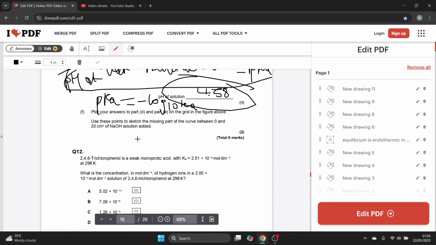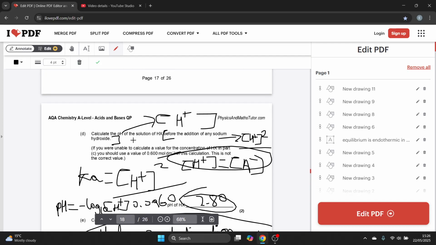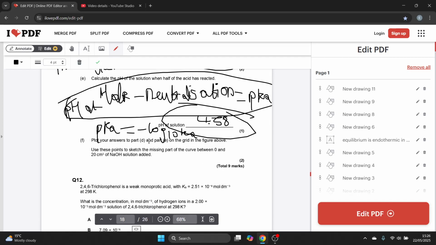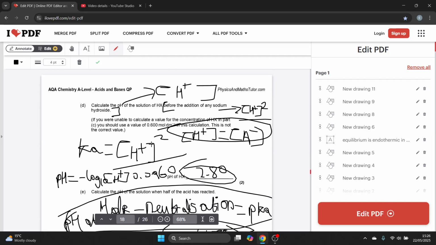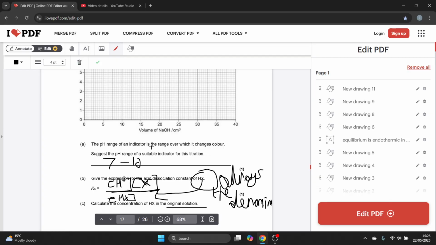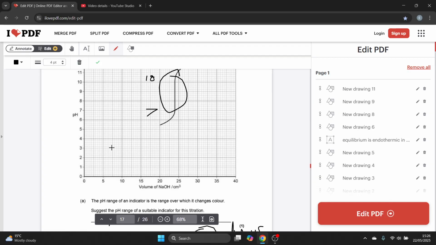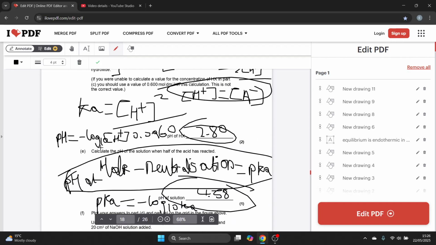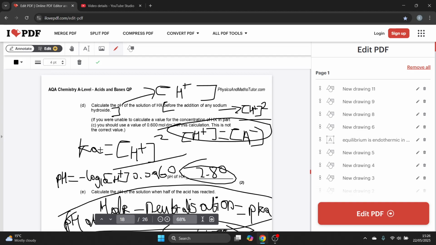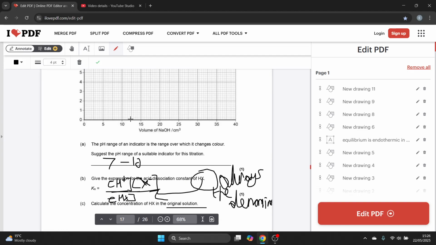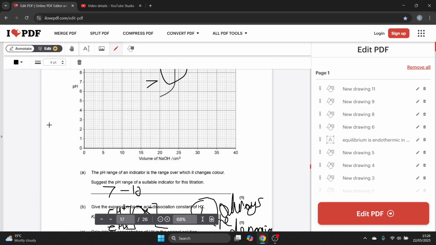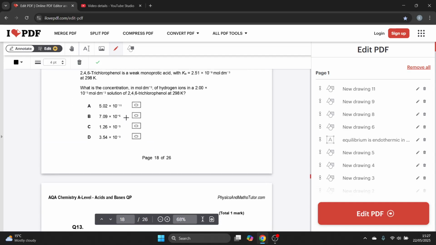Plot your answers to part D and E on the grid in the figure above. I'm not going to do that, but all you do is, let's have a look. Part D, 2.80, that's the pH. So you go to 2.80, and that's before addition of any sodium hydroxide. So that would be here, something like that. And then same thing for the other one.